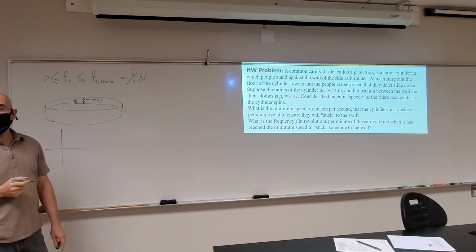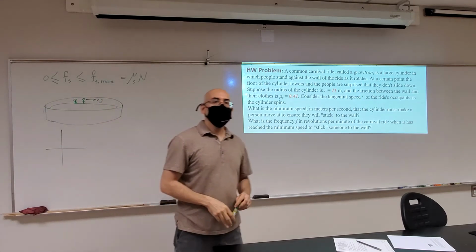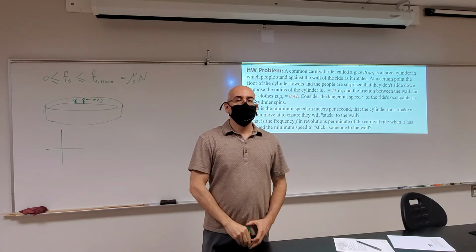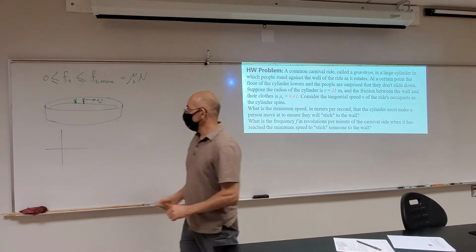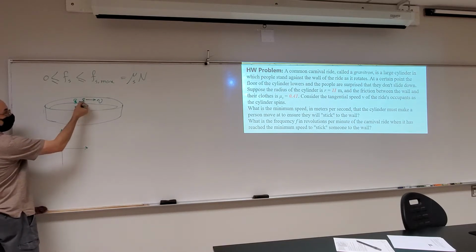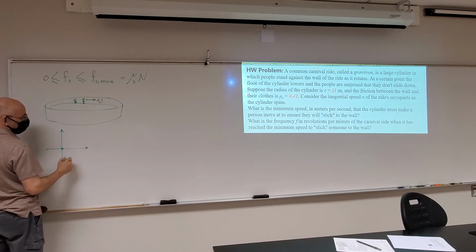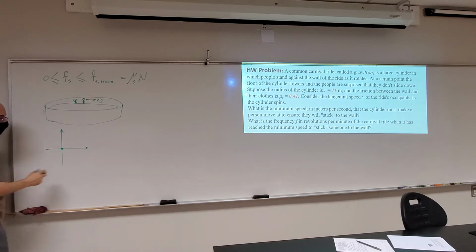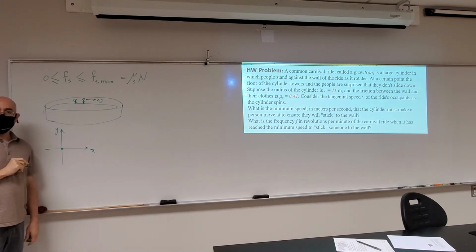How many forces are acting on the people? Three. What are those? Normal force, friction, and weight. If I draw a free-body diagram like that, let's say x is from the person to the center. This is the center, this is the person. This is x, this is y. How do I draw the free-body diagram?